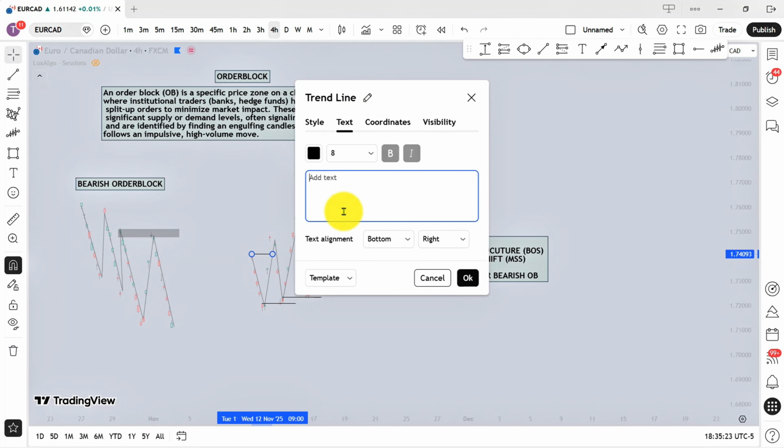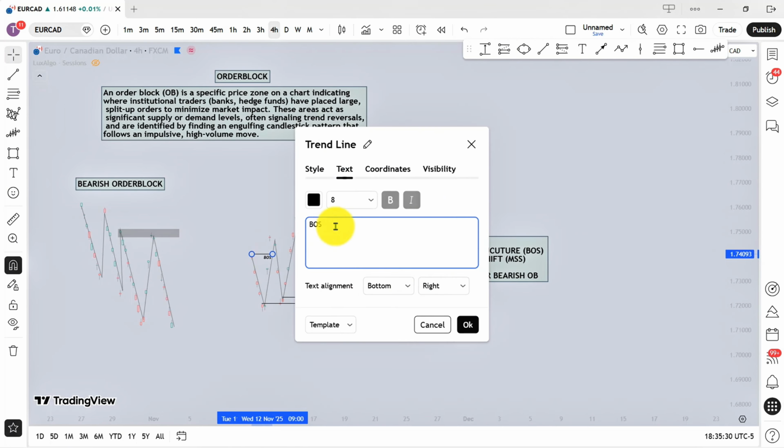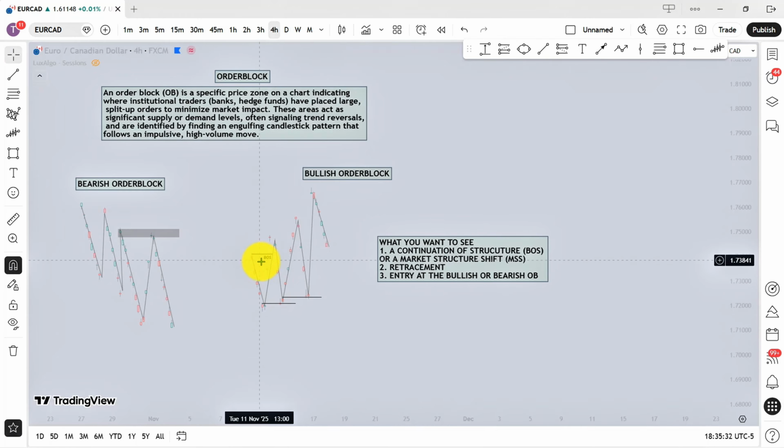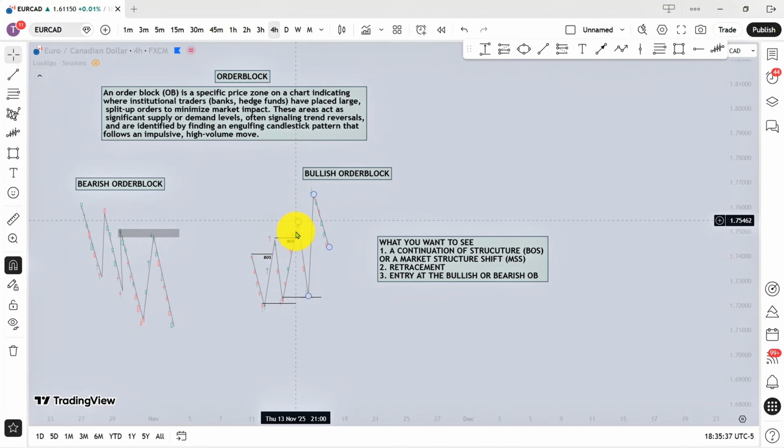This is a break of structure to the upside, you can actually see a break of structure to the upside. And again, you want to see a break of structure. Then after the break of structure, the reversal, this is where you want to take your trade.